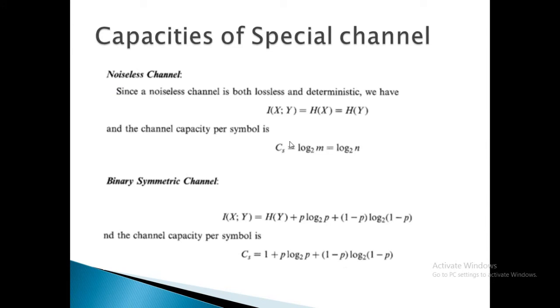Noiseless channel. A noiseless channel is both lossless and deterministic. The channel capacity per symbol is C of S equal to log base 2 of n. The binary symmetric channel. In the binary symmetric channel, the information transfer is equal to H of x plus p log base 2 of p plus (1 minus p) log base 2 of (1 minus p). The channel capacity per symbol is C of S equal to 1 plus p log base 2 of p plus (1 minus p) log base 2 of (1 minus p).